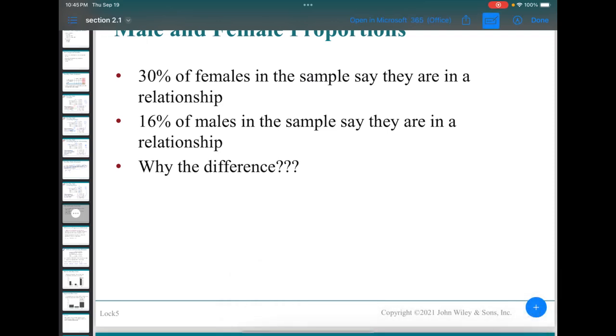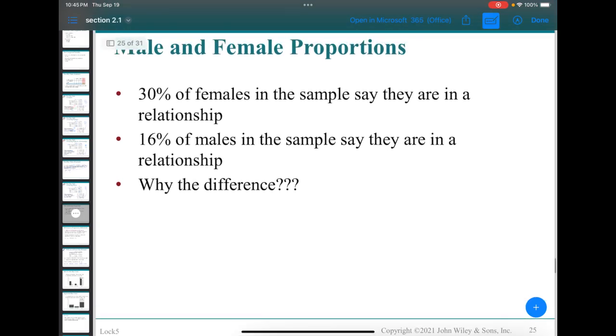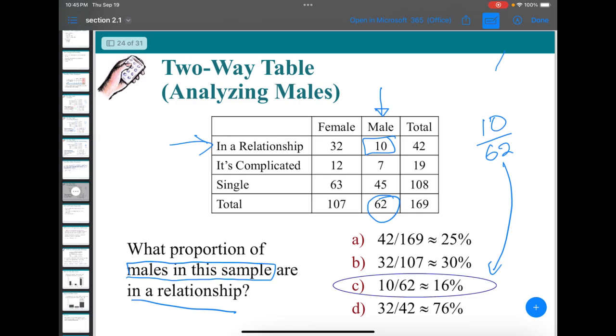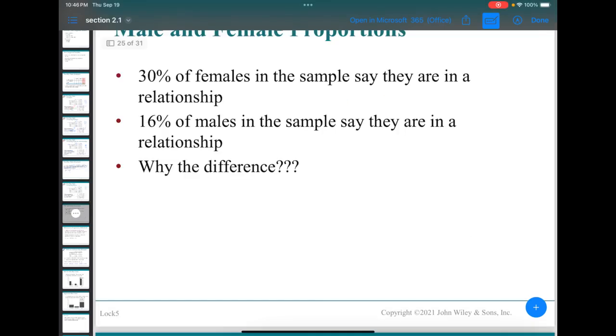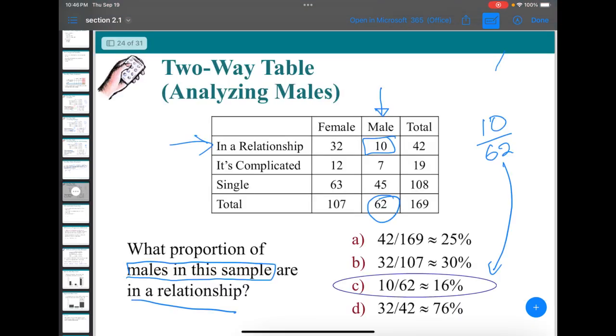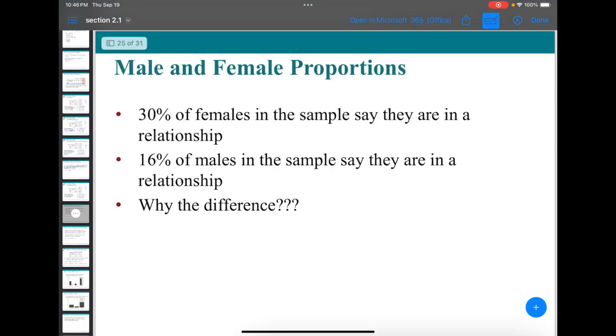And also, if you check those two, men and female proportions, 30% of females in this sample say they are in a relationship. If you divide 32 by 107, you can get that number. 16% of males in this sample say they are in a relationship. That means this number. So they are different.